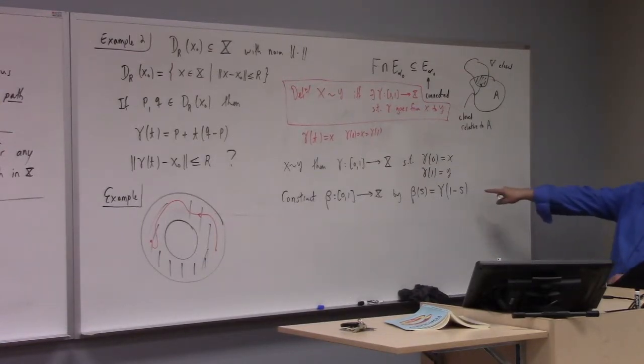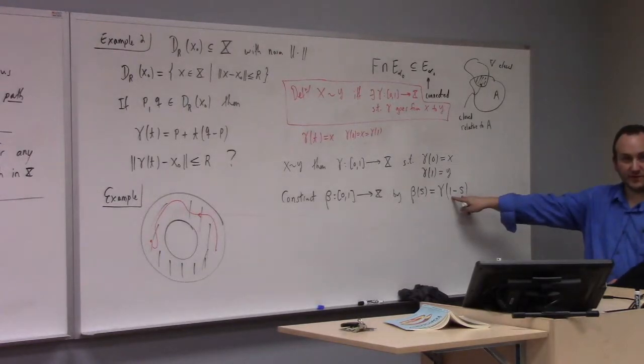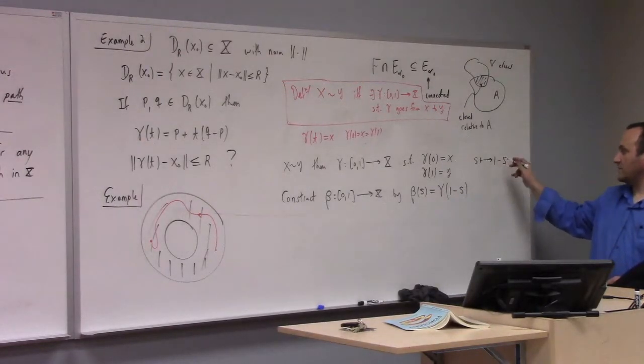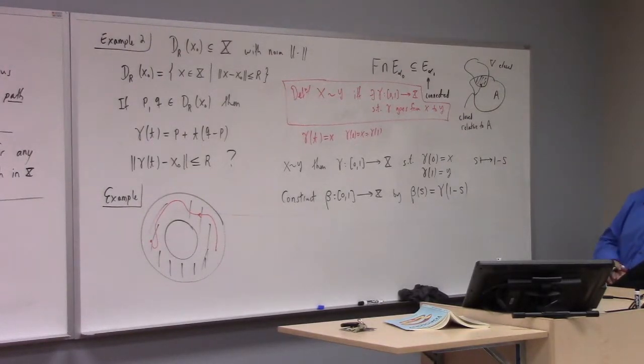You can check. Beta of 0 is gamma of 1. Beta of 1 is gamma of 0. Why is beta continuous? Because it's the composite of continuous functions. Because 1 minus s is a continuous function on the reals. S maps to 1 minus s is continuous, right? You agree? I hope you agree. That's a continuous function.